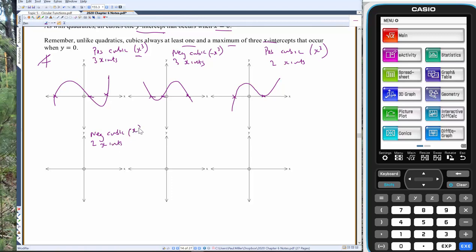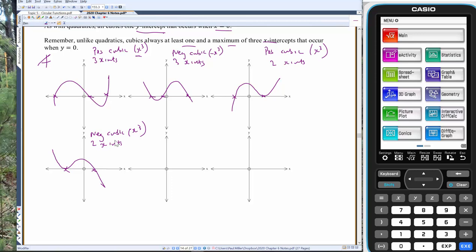That's negative x to the 3. And that might look as follows. So we go down to here. Notice we start with a negative gradient there, x-intercept, x-intercept. Again, there's heaps of different variations on how this can look. So this is not all of the negative cubics with 2 x-intercepts, but it's one version of what can happen.